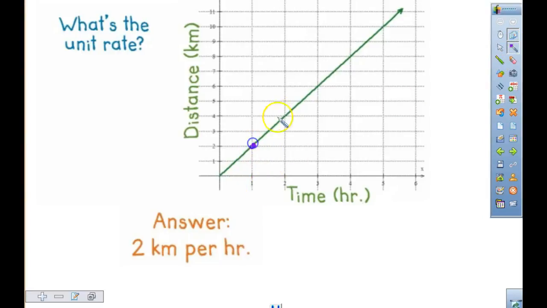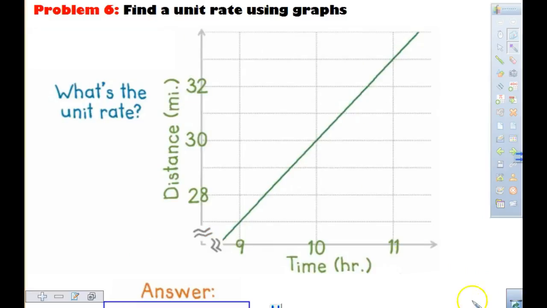So you could have used this point. You could have taken this point and said, oh, this is located at 2,4. And I'm going to take 4 and divide it by 2. And I always have my units with it, so kilometers per hour. That would be a rate. This is my unit rate, so when you divide that, okay?